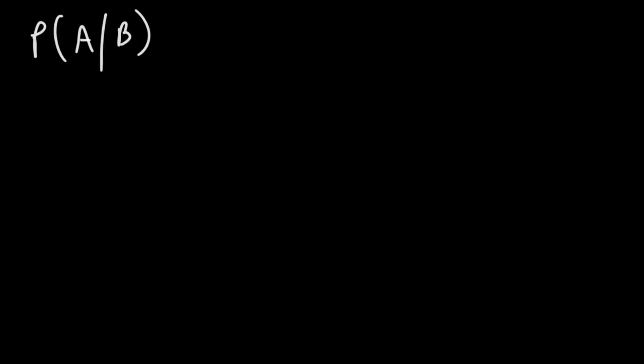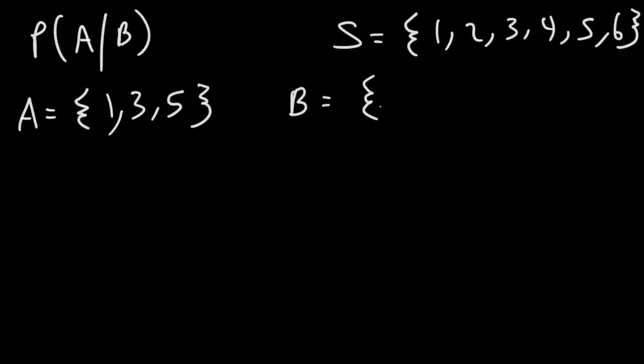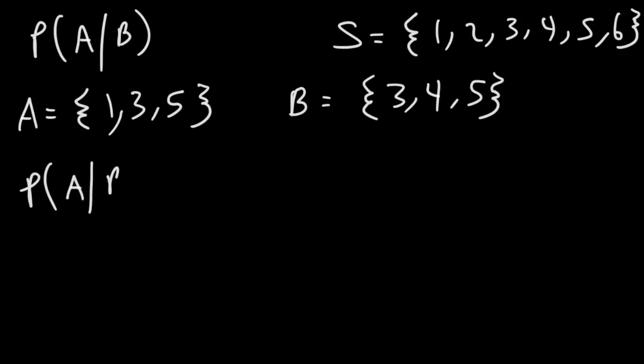So let's say we have a six-sided die with a sample space of the numbers 1 all the way to 6. And let's say that event A is any time we get an odd number when we roll the die. So 1, 3, and 5. And event B, let's say that corresponds to the numbers 3, 4, and 5. So what is the probability that event A will occur given that B has already occurred?